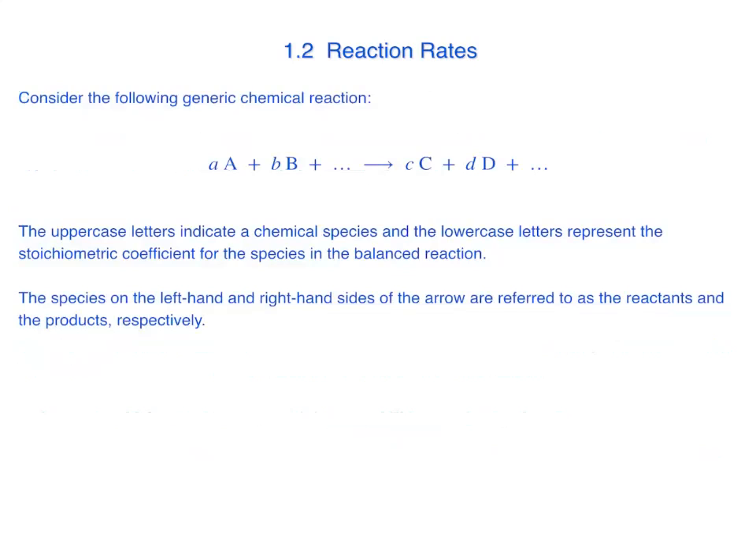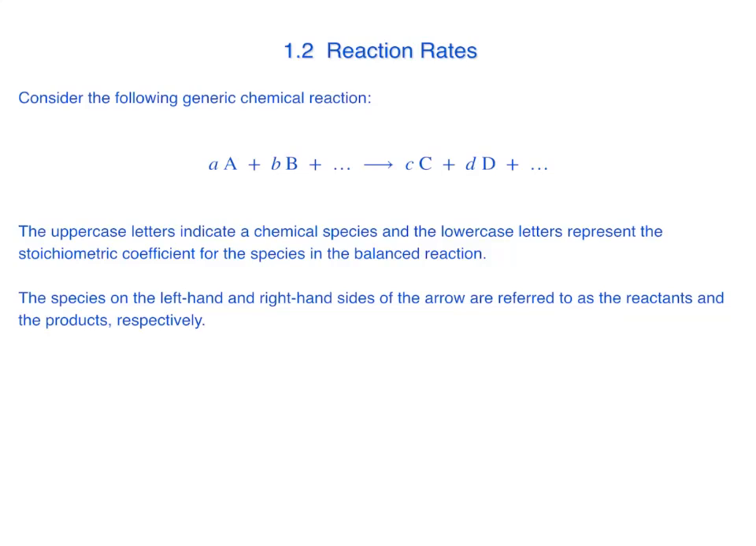In this video, we're going to cover section 1.2 on reaction rates. Let's consider the following generic chemical reaction, where we have a series of reactants being transformed into a series of products. Now you'll recall that the uppercase letters indicate a chemical species, and the lowercase letters represent the stoichiometric coefficient for the species in the balanced reaction.